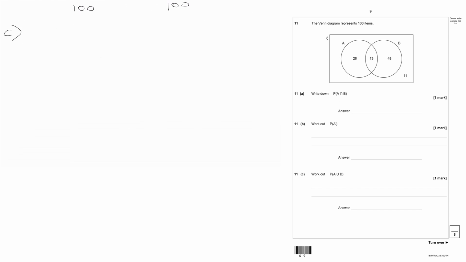And move on to part C. So for part C, we want to work out the probability of A, and this is A or B. So that's what this U shape looks like. So the probability of A or B is going to be everything that's contained within those circles. So you could do it as 28 plus 13 plus 48 out of 100. I'm just going to do it as 100 minus the probability that it's not A or B. So 100 minus 11, so we can see 11, which is outside of the circles, over 100, and that is 89 over 100, which is 0.89.